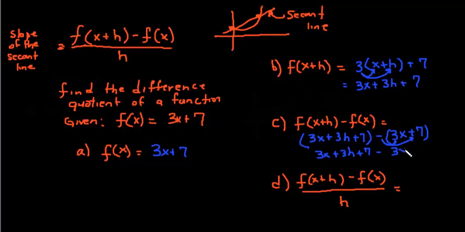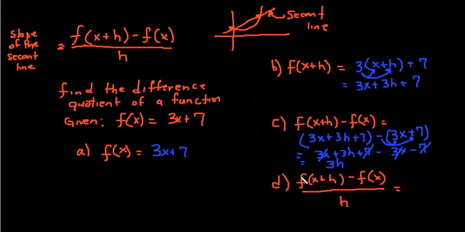So this will be 3x minus 3x minus 7. So we simplify this by grouping our like terms. When we group our like terms, we have 3x minus 3x, which is going to be 0. And we have 7 minus 7, which is also 0. So we're just going to be left with the solution of 3h for this step. So f of x plus h minus f of x is equal to 3h.